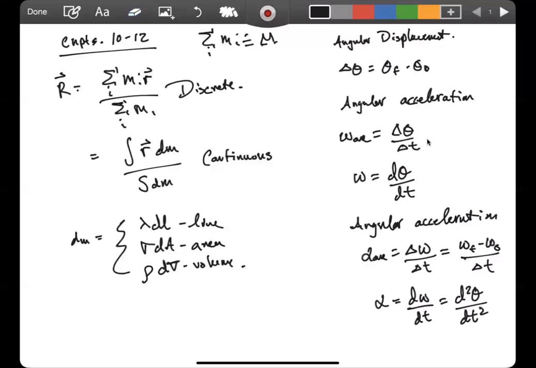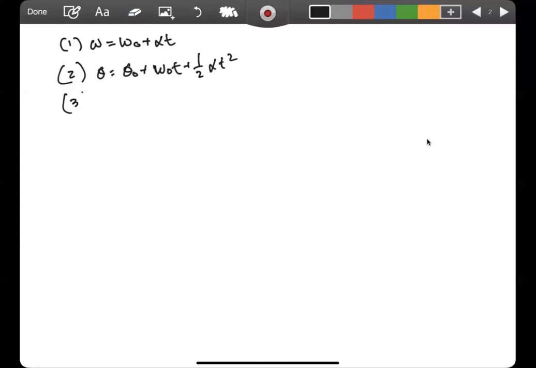Again, these are exactly the same definitions as for position, regular or linear velocity, and linear acceleration. These then also follow the same kinematic equations. So we have the same 3 kinematic equations. First, omega is equal to omega initial plus alpha times the time. Second, theta is equal to theta initial plus the initial angular velocity times time plus 1/2 the angular acceleration times the time squared. And finally, the third one: my angular velocity squared is equal to my initial angular velocity squared plus 2 times the angular acceleration times the angular displacement.